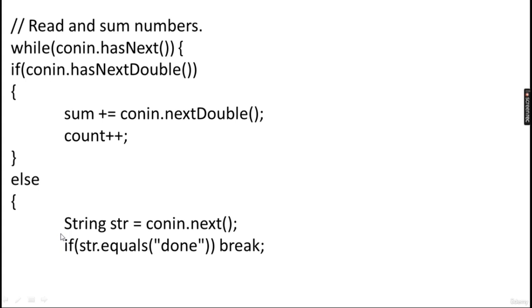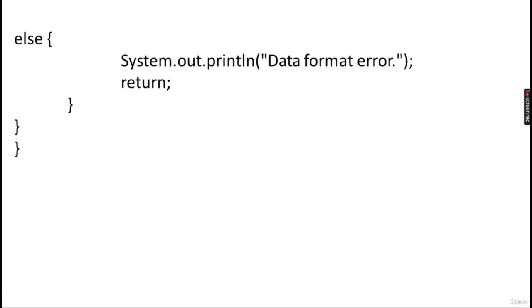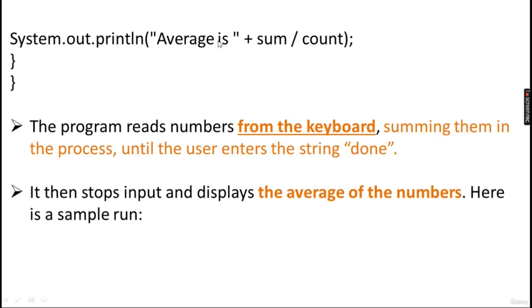Otherwise, conin.next takes it as a string, and if it equals "done", break. So the user will enter float and float and float and float, and when the user is done with all the numbers, they will enter a string. So it will be taken as conin.next, and if it is equal to "done", it will break from the while loop, with a data format error otherwise. And the average is sum divided by count. How many numbers the user has specified as input will be kept as the count, and the sum will be divided by the count.